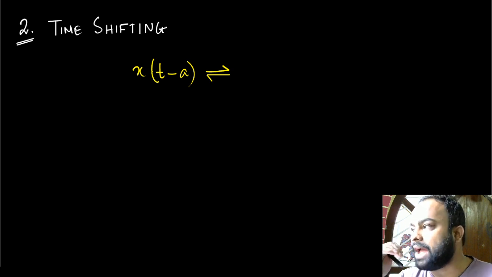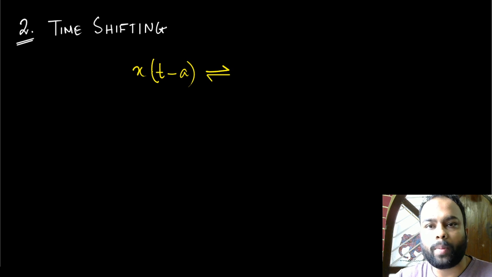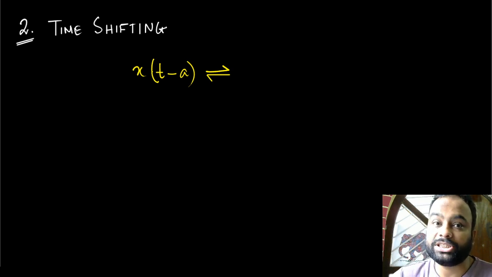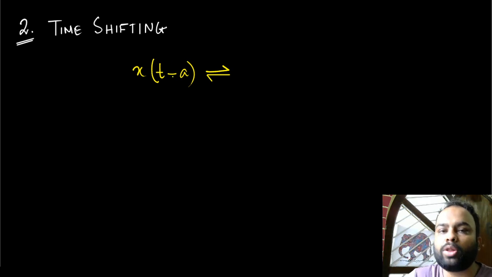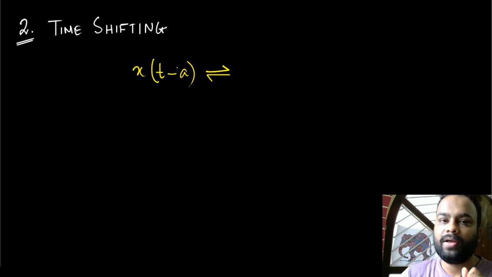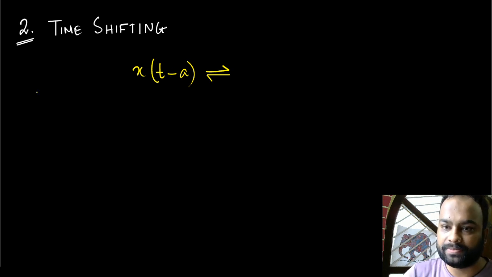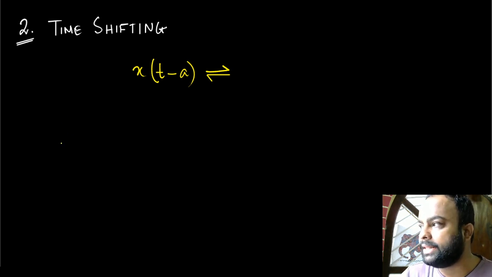Instead of calculating everything from scratch, we can use a certain property of the Fourier transform, the time shifting property we are going to learn shortly. We can use that to calculate the appropriate Fourier transform for the shifted signal, delayed or advanced. Notice that here a can be positive or negative. If a is positive, it's a right shift or a delay. If a is negative, then it's a left shift or an advance. So let's try calculating that.